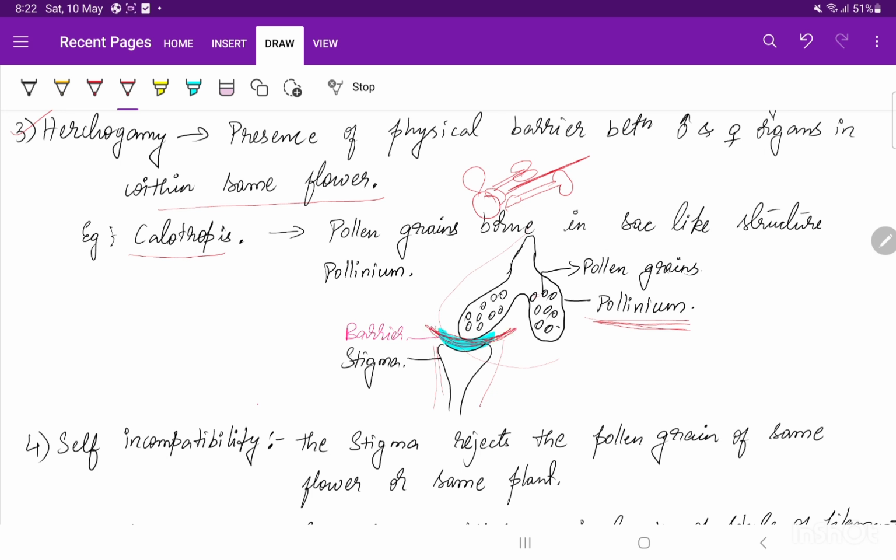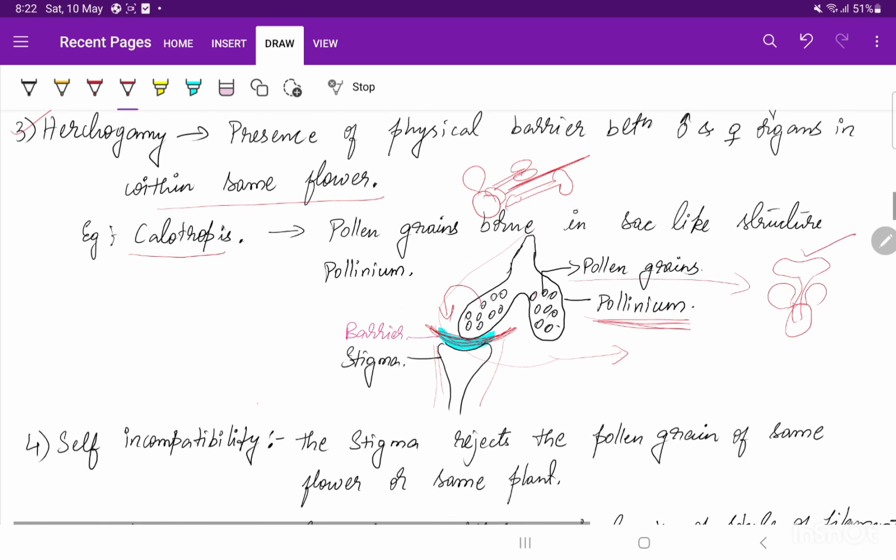Because of the barrier, the pollen grains don't fall on this stigma, but due to other agents like wind they go to another flower and fall on that stigma, and pollination occurs. So for example, Calotropis, where pollen grains are borne in a sac-like structure called pollinium, and pollen grains fall on another stigma to promote cross pollination. I hope it's clear for everyone. समझ में आया ना? If you have any doubts, you can drop them in the comment section.